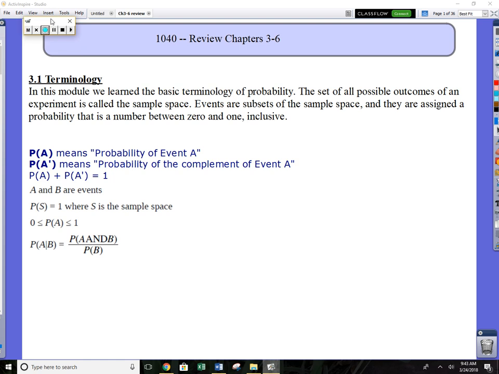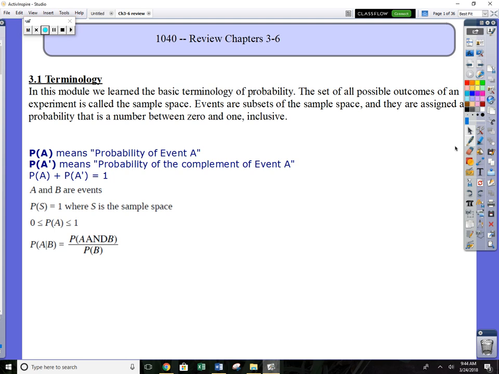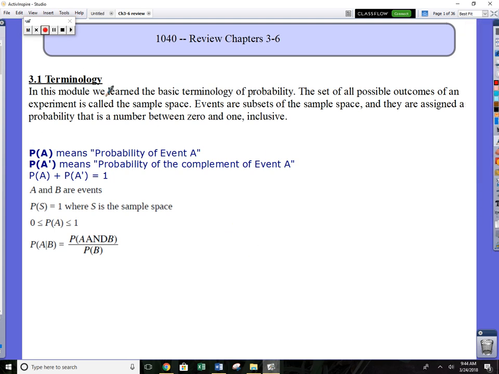Alright, here we go. So chapter 3. So I probably put this stuff in your note card. So this first little box is kind of a review of the section. So 3.1 was pretty easy, just terminology. I'd know what this is.